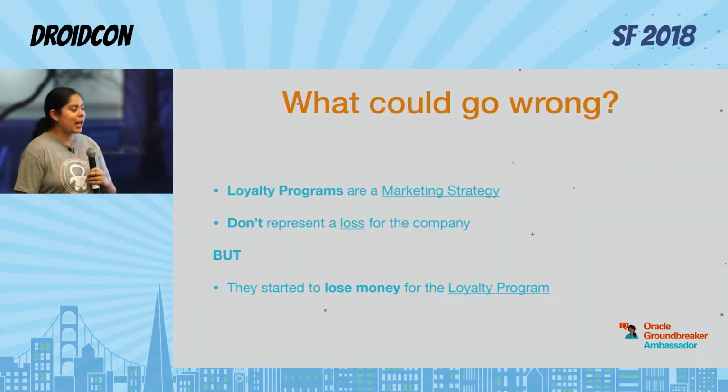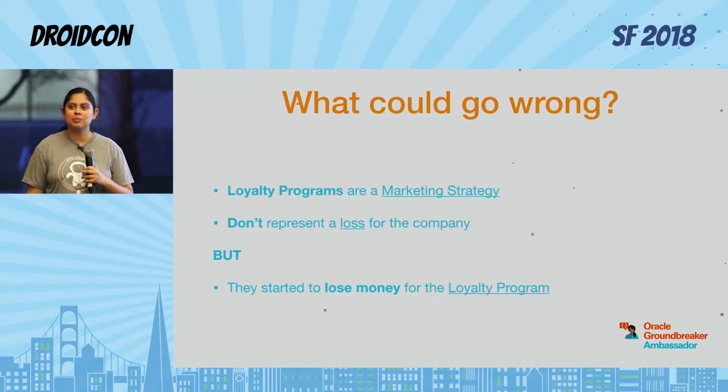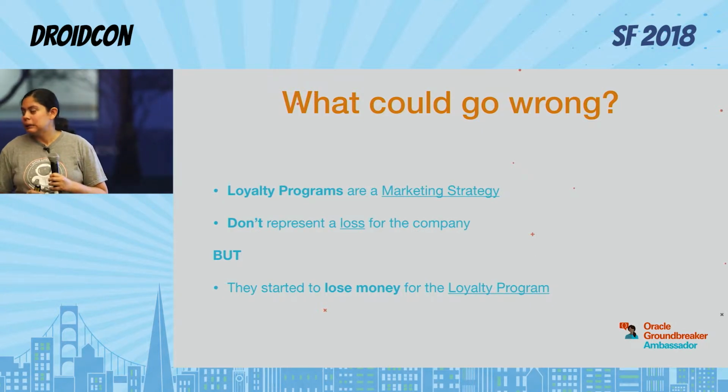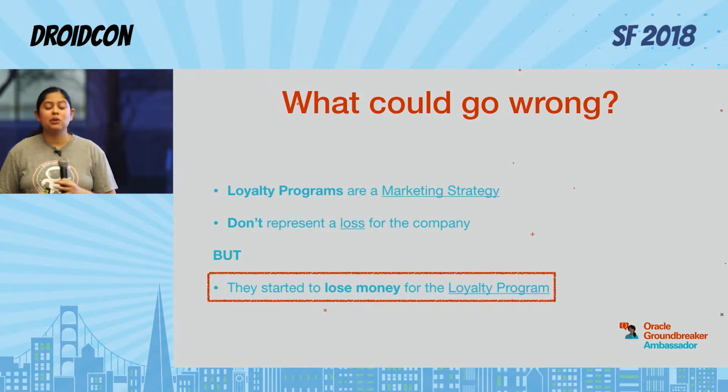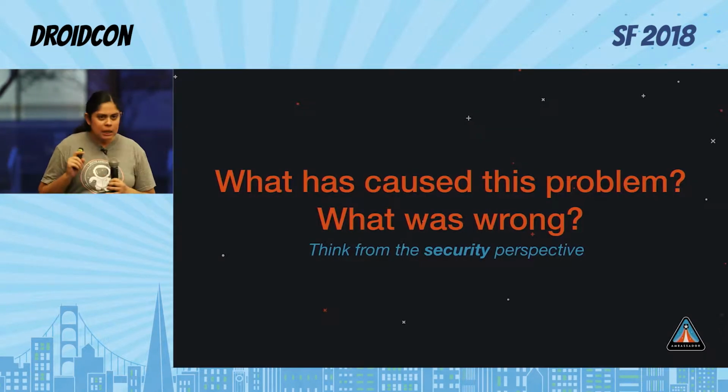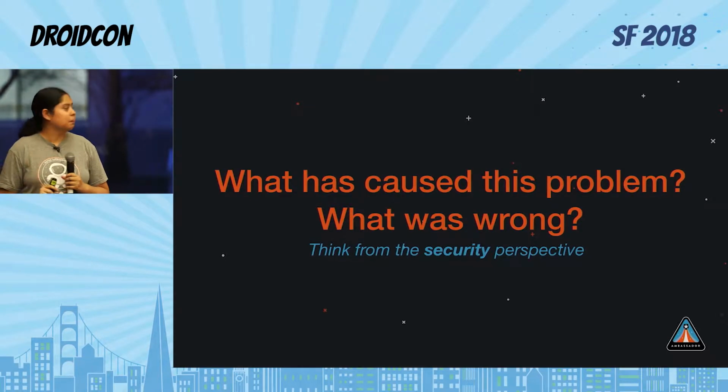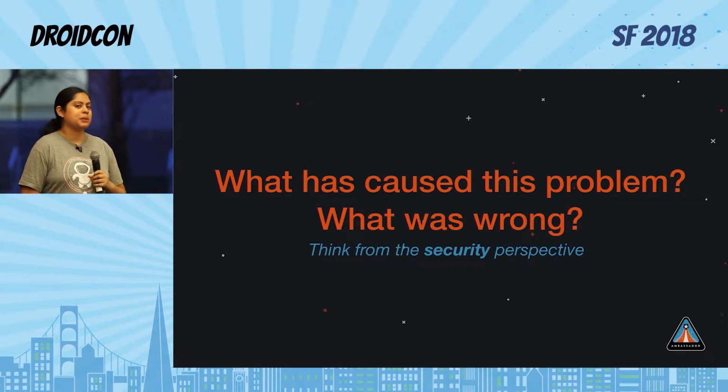Well, the developers said, you know, guys, we are losing money with this loyalty program. So what are we doing wrong? We are losing money, but we don't know why. So think, what could go wrong, but think from a security perspective, because the problem was in the app.